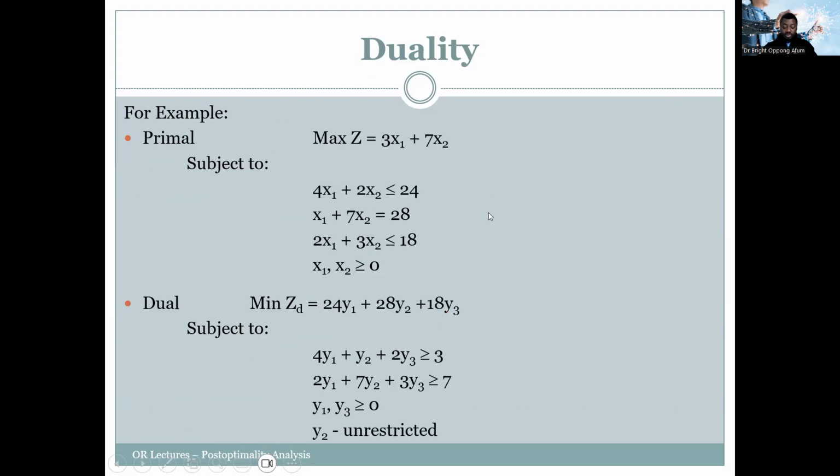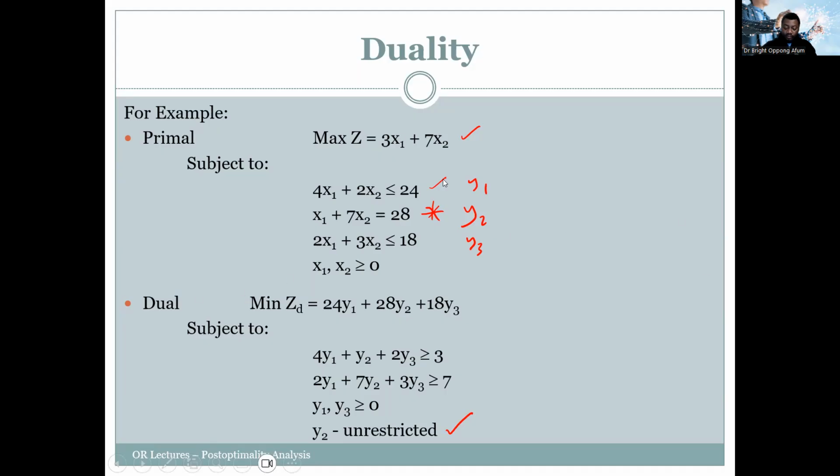Let's take one example. This is a typical example here. We want to maximize 3x1 plus 7x2 and it is subject to this constraint. However, the second constraint, assuming y1, y2, and y3, the second constraint, y2, is an equality constraint. So what that means is that y2 must become unrestricted in the dual form. When you formulate the dual form, it becomes unrestricted. So that's what it means.